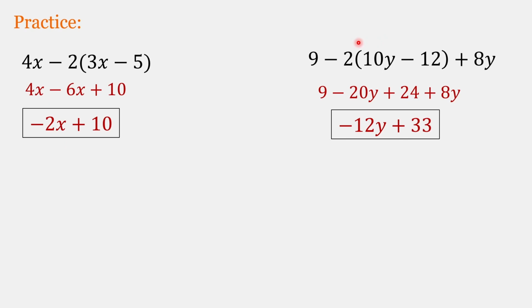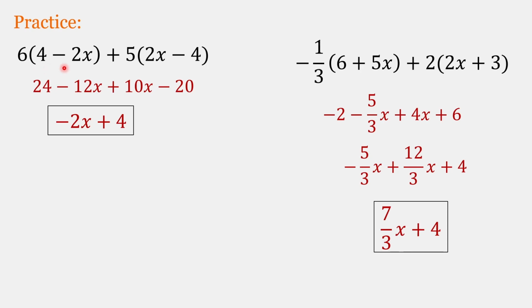Again, for the second problem, we will multiply first. So we're going to multiply the negative 2 times the quantity 10y minus 12. Negative 2 times 10y is negative 20y. Negative 2 times negative 12 will give us positive 24. And then we will combine our like terms. Negative 20y plus 8y is negative 12y. And 9 plus 24 is 33, giving us negative 12y plus 33.